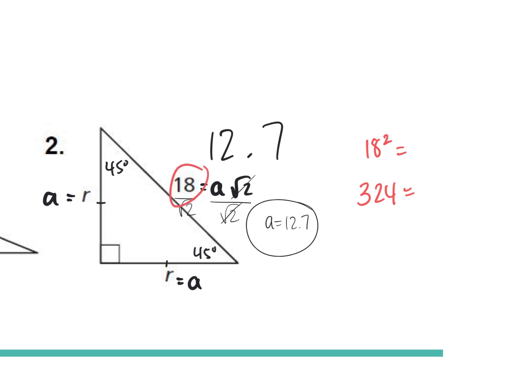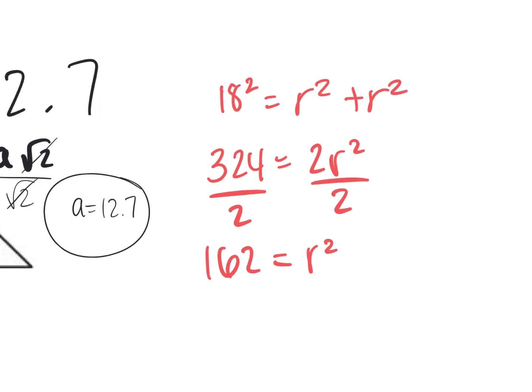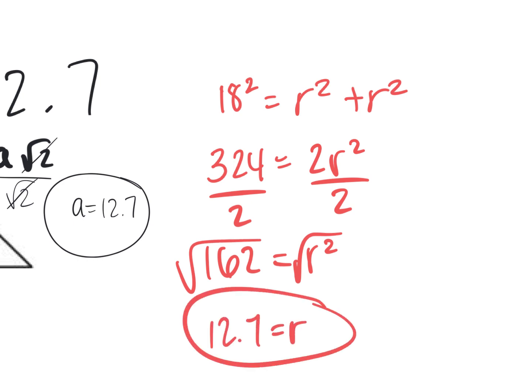18 squared, just as my hypotenuse, should be equal to r squared plus r squared, my a and my b, right, in my triangle. R squared plus r squared is 2r squared. Then we divide by 2, like you said. What did you get here, 122 or 162? Yeah, 162. 162 equals r squared. And then we take the square root of both sides, and you got 12.7 equals r, okay? You'll get the exact same answer regardless how you do it, okay? But this is how you get both answers either way.